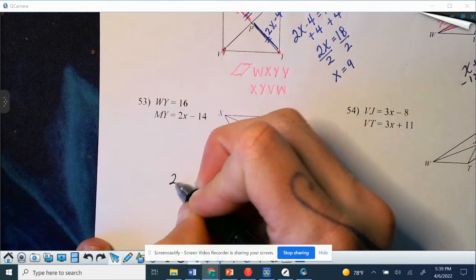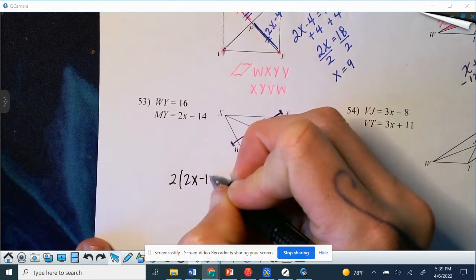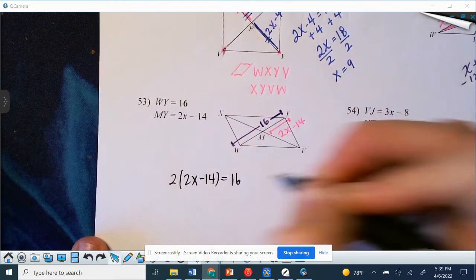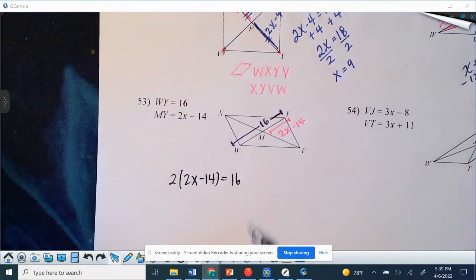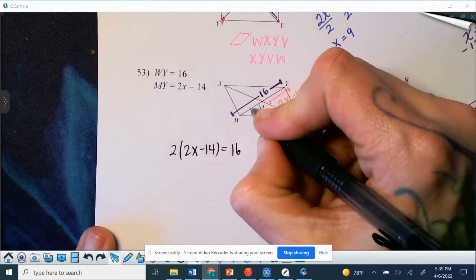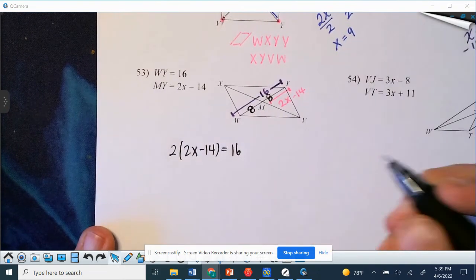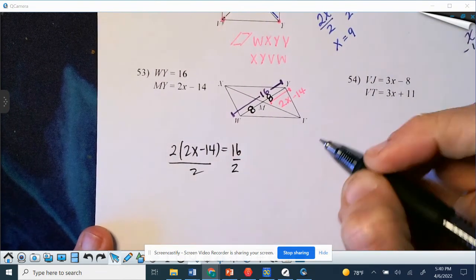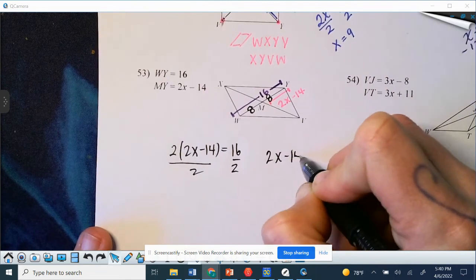So 2 times (2x minus 14) is going to equal 16. Or you can write 2x minus 14 plus 2x minus 14 equals 16. Or if we know that this 16 means this is 8 and this is 8, which is the same thing as dividing by 2 on each side, 2x minus 14 equals 8.